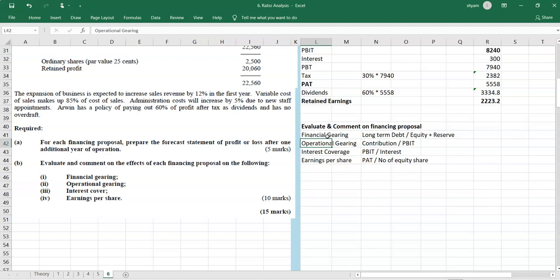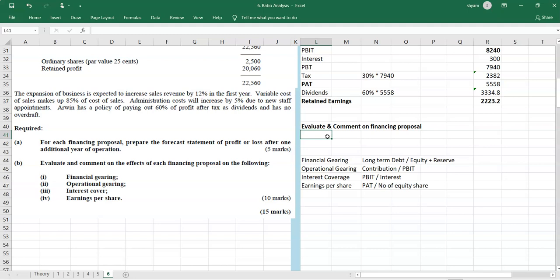These are the ratios. To work out these ratios, we should have some headings. So we'll have the ratio name here. We'll have the calculation part, and we'll have the output of the ratio here. Okay, so I think we can start.